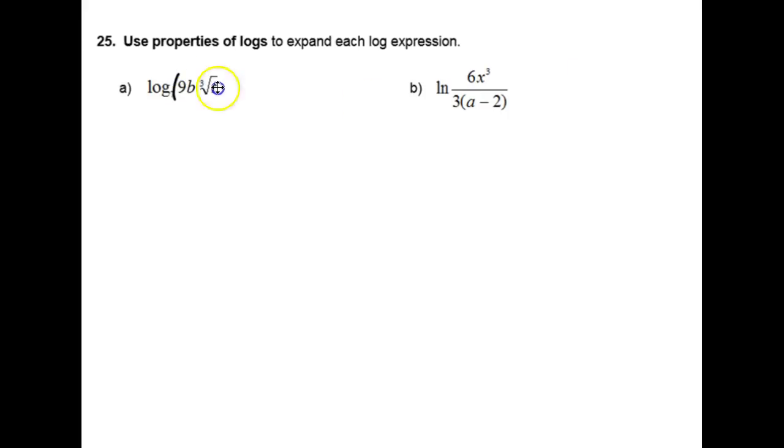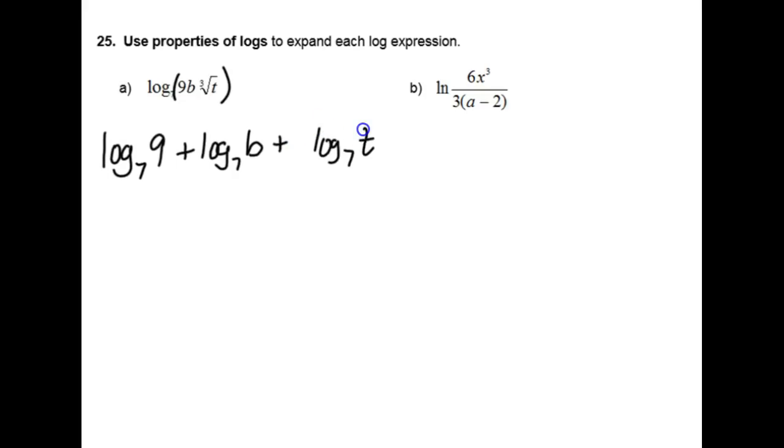So here you have a logarithm base 7, and you got 3 things going on here, and they're all being multiplied together. So when you expand that out, it's log base 7 of 9 plus log base 7 of b plus log base 7 of t, but it's to the 1/3 power. That's the same thing as cube root, so we know we're going to have to bring that 1/3 power down in front. Again, full expansion, you have to make sure you choose the correct answer if it's multiple choice.